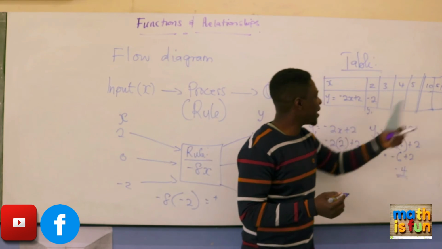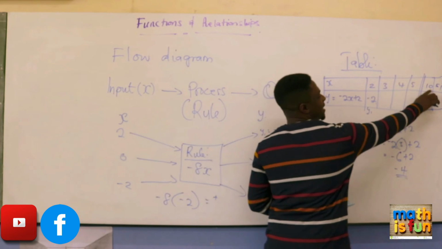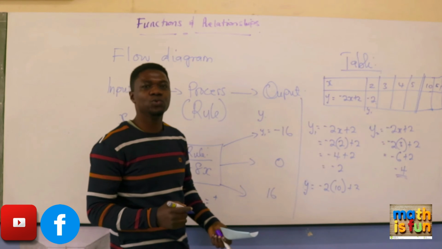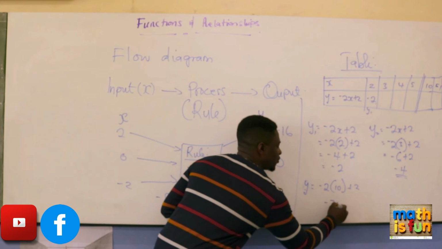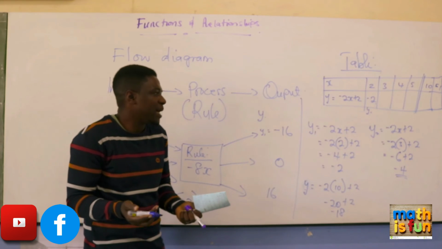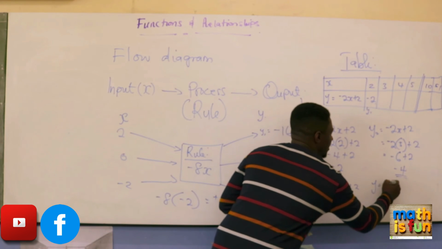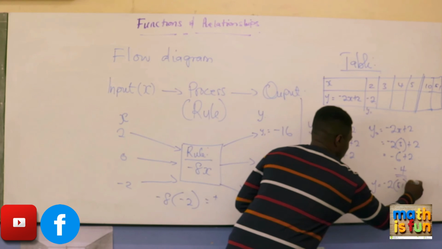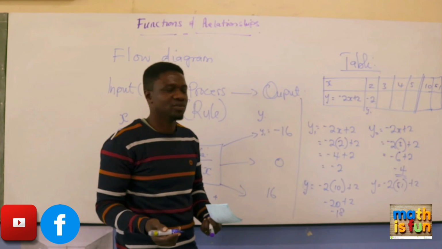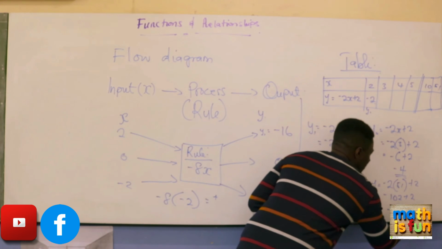So if I'm looking for that one, then I will have to put the rule again. Y is equal to, I'm dealing with 10 now. So it will be negative 2 into bracket 10 plus 2. Negative 2 times 10 gives me negative 20 plus 2, which gives me negative 18. The same thing applies when I'm dealing with the last one. I go by quoting it. Y is equal to negative 2 into bracket 51, bracket close, plus 2. Negative 2 times 51 will give us 102. But remember, negative. Negative 102 plus 2, which will give us negative 100.